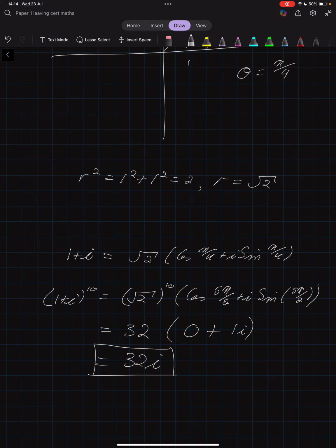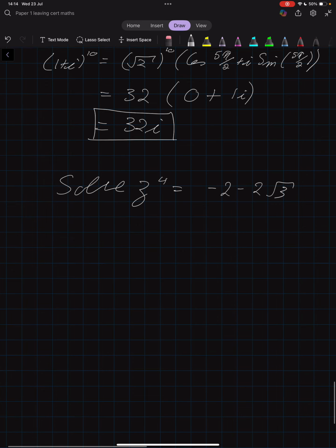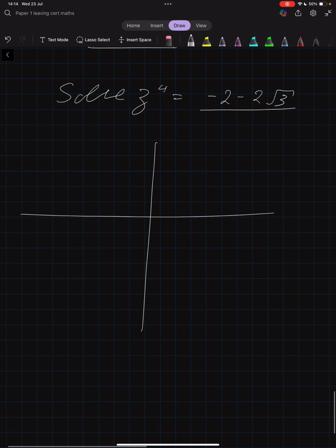Okay, and very last one. They might say: solve z to the power of 4 is equal to minus 2 minus 2 root 3. So how would you solve this? Very first thing you would do, you would write this in polar form. So again, you draw it out. You say, okay, so it's minus 2 root 3, so it looks something like this, where this is 2 root 3, this is 2.